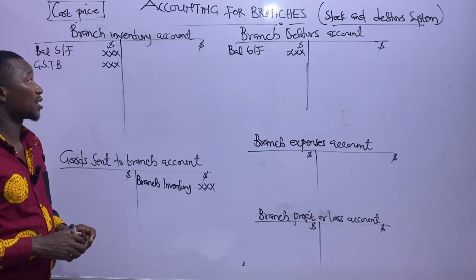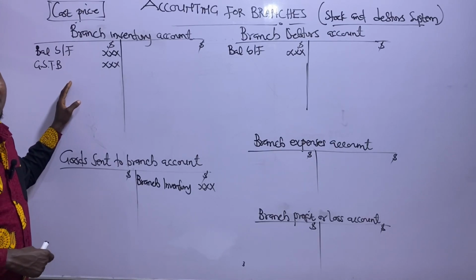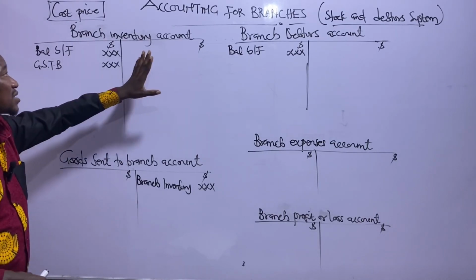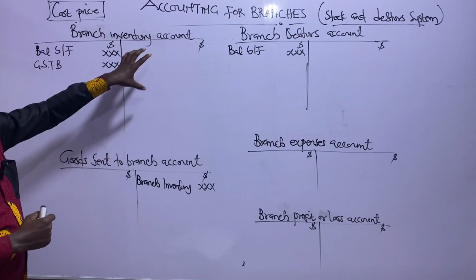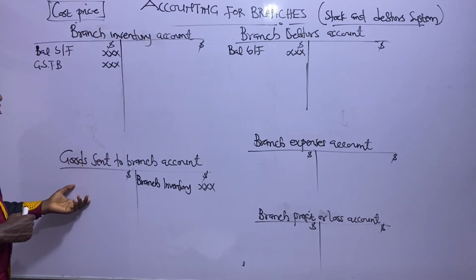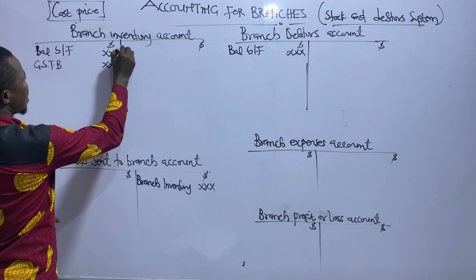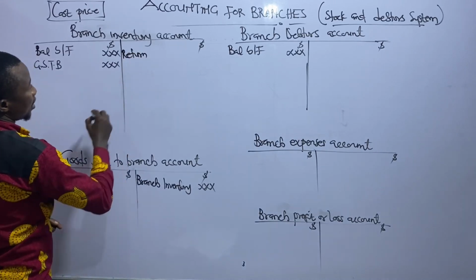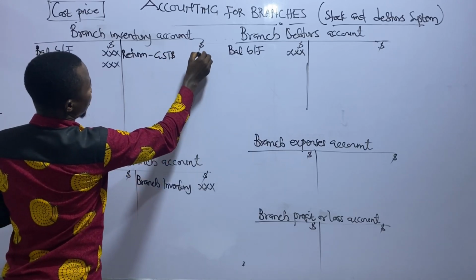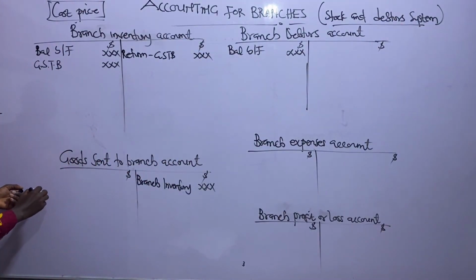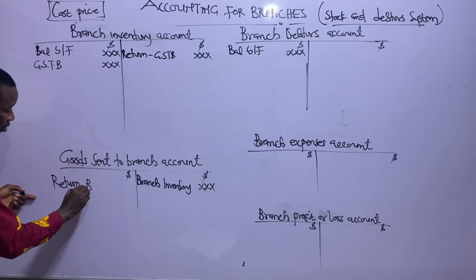The third transaction I would like to talk about is that sometimes when the goods are transferred to the branch, some of the goods might not meet the demand of the branch. So the branch will return such goods back to the head office. So when there is a return of goods from the branch to head office, we credit the branch inventory account and debit goods sent to branch account. So this way, we credit this as a result of return, return to head office. Then in the goods sent to branch account, we come and debit this. It's also as a result of return, and it is from branch inventory.